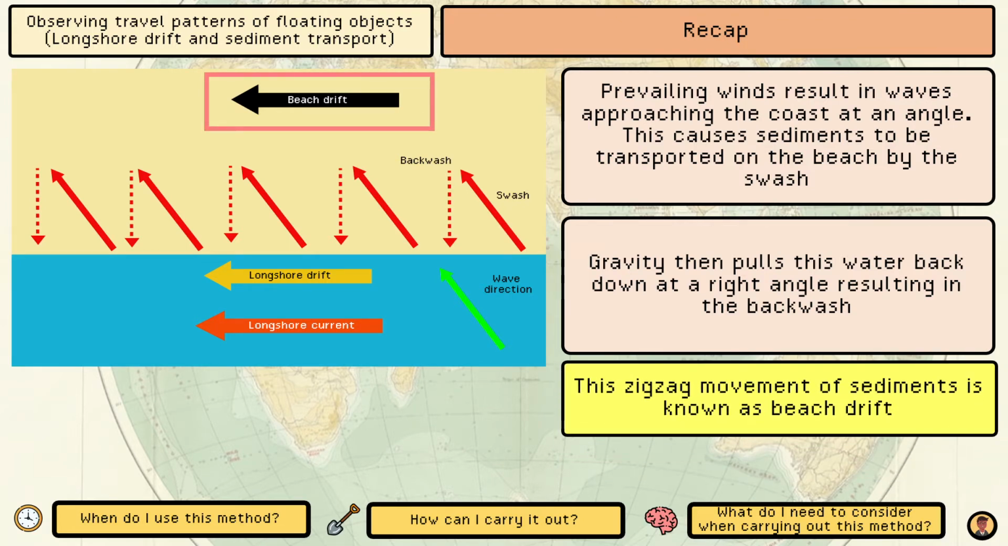So in terms of processes, the zigzag movement, as you see here, sediments moving from this way to this way, is known as beach drift. So just know that this is beach drift over here.